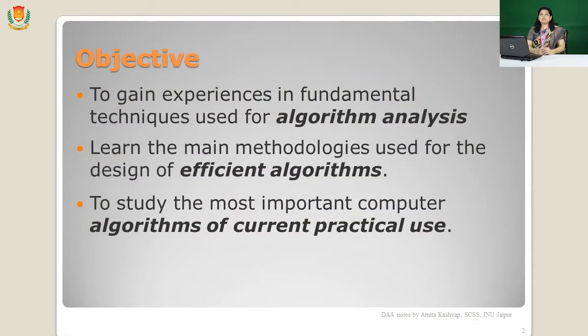So what is the main objective of learning design and analysis of algorithms? The main objective could be that we want to gain experience in fundamental techniques, to learn how we can analyze an algorithm, and to learn the main methodology that can be used to write efficient algorithms, so that we can solve our problem in an efficient manner using resources in a certain way. We also want to study some of the most important computer algorithms for solving real life problems.